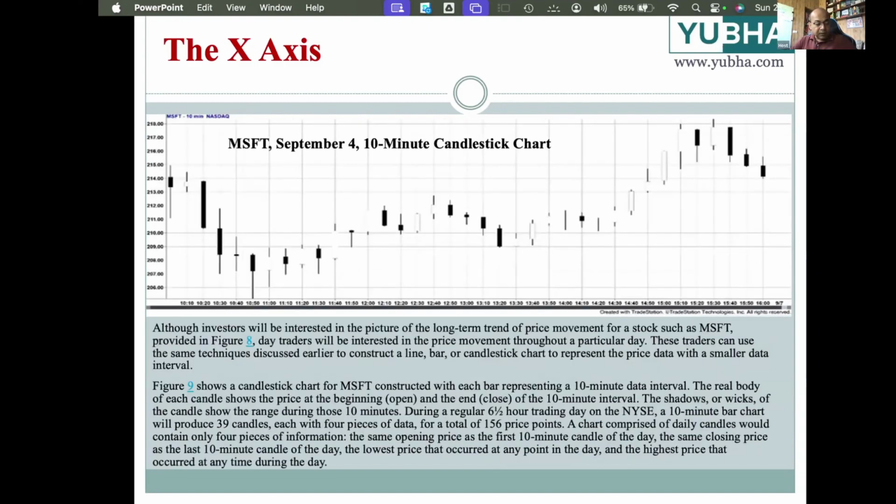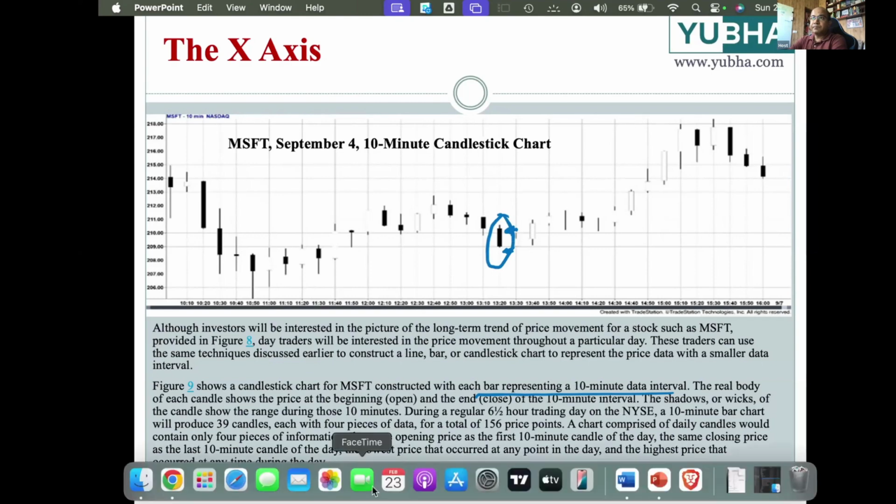Similarly, if you look at the intraday movement, now this is a 10-minute candlestick chart, and this is only for one day. At the bottom you can see these are 10-minute intervals that have been plotted. At the bottom, which is the x-axis, you're seeing the time frame over which this particular chart is plotted. Now each bar over here represents a 10-minute data interval. Now the body shows the open and close. Can anybody tell me whether on this particular bar we closed lower or closed higher on this black bar?